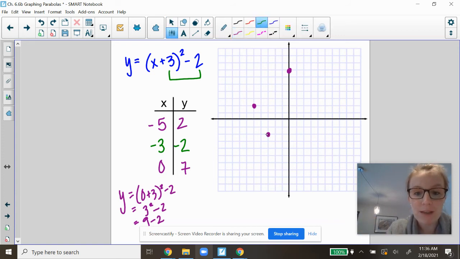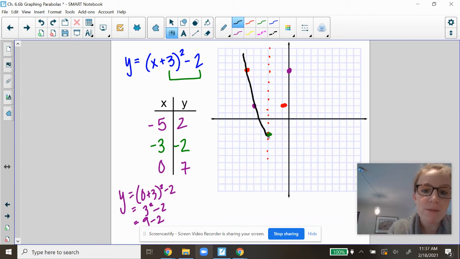Remember, my vertex is right here, so I can think about my line of symmetry. Okay, and I want to replicate this point, it's 2 away from my line of symmetry, so I can do this here. This point is 3 away from my line of symmetry, so I can do this point here. Now, I can graph my nice parabola. It's not perfect, but you get the idea, and there's my U. And again, here's my vertex down at negative 3, comma negative 2.